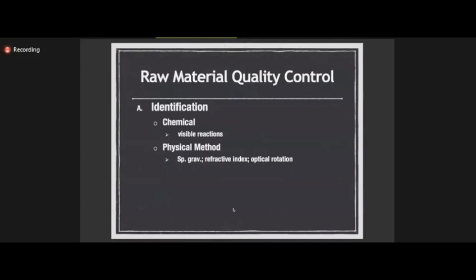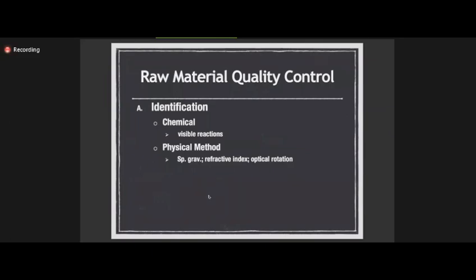Okay, next we have the physical method. The name says it already: we involve physical constants, no? Specific gravity, density, refractive index, and optical rotation. Why can we use the physical method? Because these constant values are constant. If the substance is pure or it is the correct identity, the physical constant value will not change. The specific gravity of water, for example, is 1. That will never change if water is pure. But if water is mixed with other solvents, then the specific gravity changes. So a change in the values of these physical constants will tell you there is something wrong, that impurities are involved.